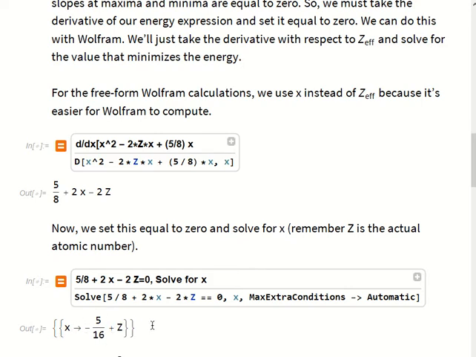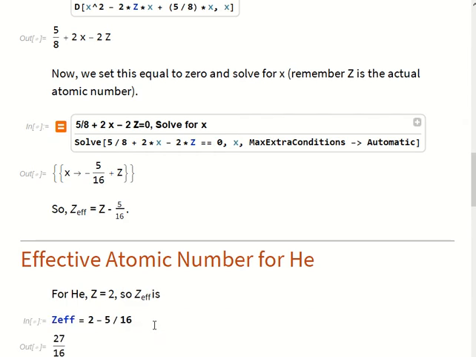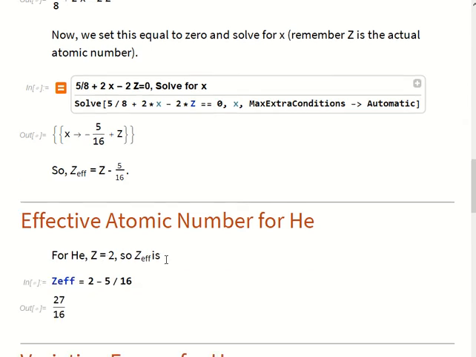Okay, so let's take a look at helium. Helium has atomic number of 2, so that means that Z effective is equal to 2 minus 5/16. So here's our value of Z effective for helium. And again, remember, the idea here is that by taking the derivative and setting it equal to 0, the value of Z effective should yield a minimum energy, and that's what we're striving for, because variation theory says that the lower the energy, the closer you will be to the real system, the real energy and the real wave function. So we're going to take a look at that.